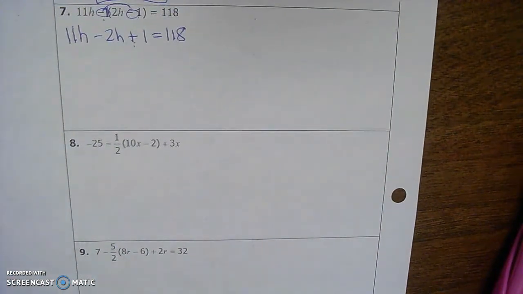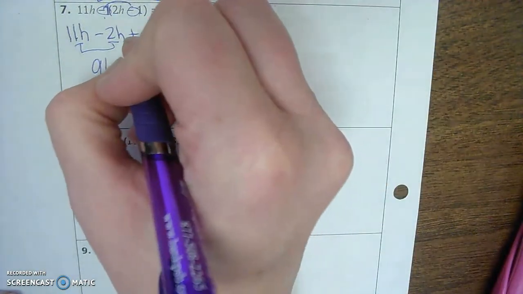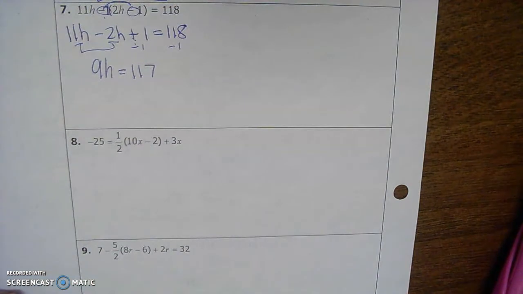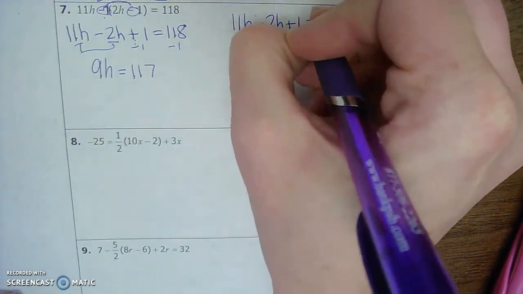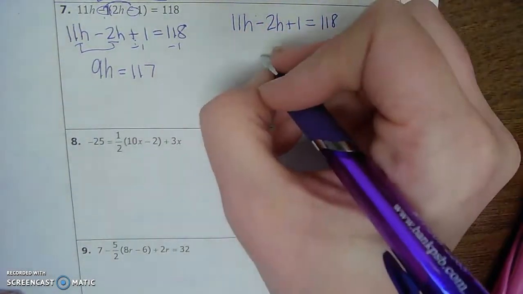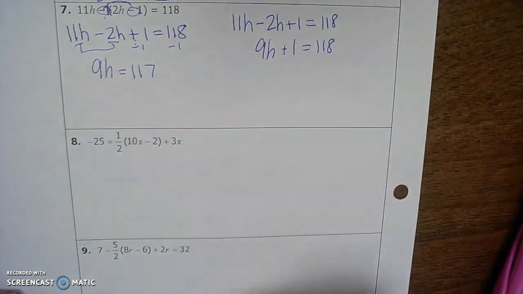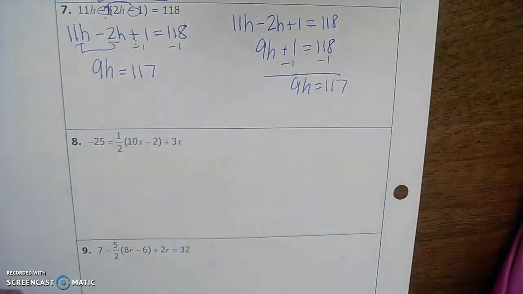So here again, if you feel like doing this in one step, 11H minus 2H gives us 9H. Then you could subtract the 1 to get equals 117. If you would like to do that in two steps, we would get 9H plus 1 equals 118 for our first step. Then subtract 1, 9H equals 117.